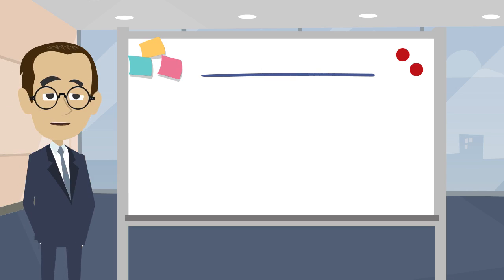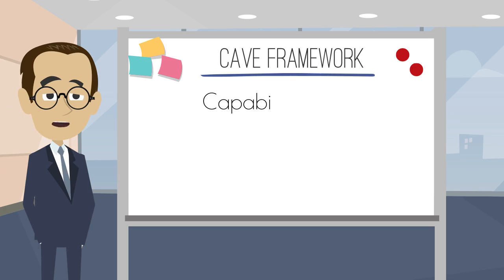Lastly, for talent transition, there is a helpful framework called the CAVE framework. The CAVE framework helps to evaluate capabilities within an organization. This will help you as a designer to know where to move people and which gaps to fill.